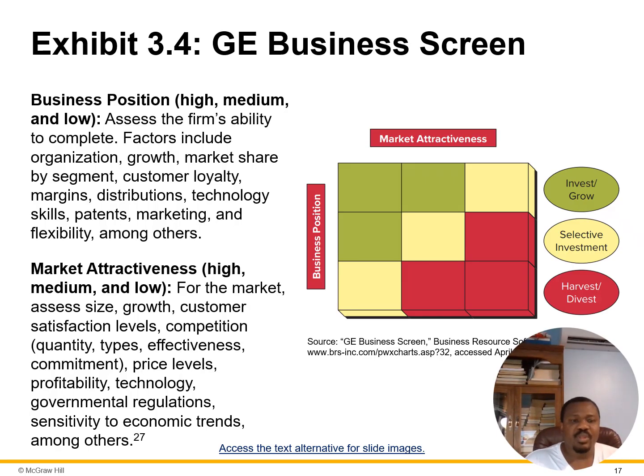So we look at the market size, growth, customer satisfaction levels, competition, quantity, types, effectiveness, commitment, price levels, profitability, technology, governmental regulations, and sensitivity to economic trends, amongst others. So market attractiveness, and then we look at the business position as well. These are very important.